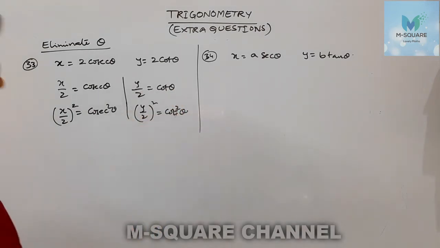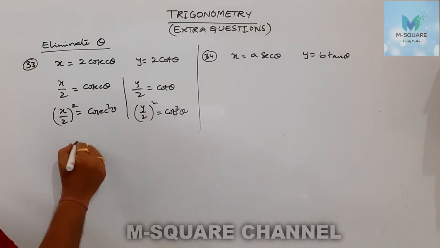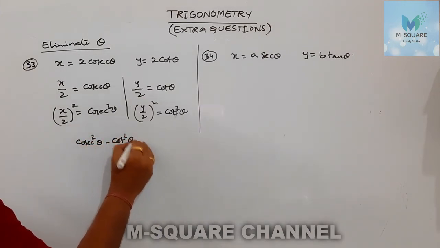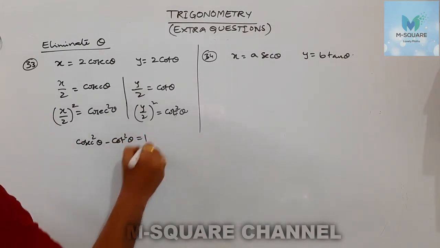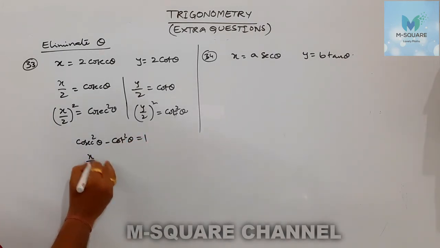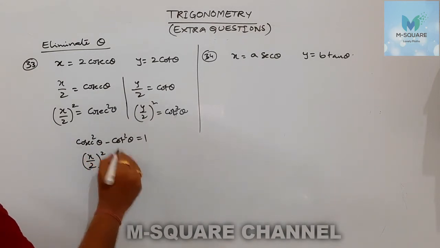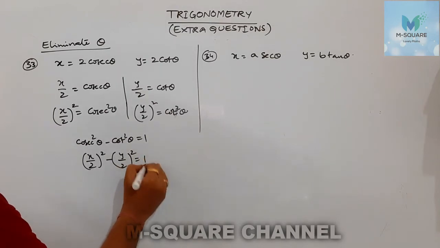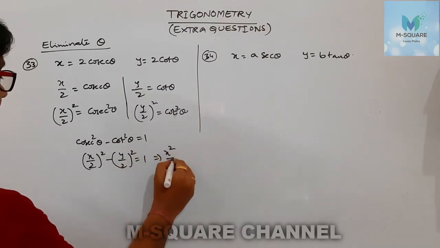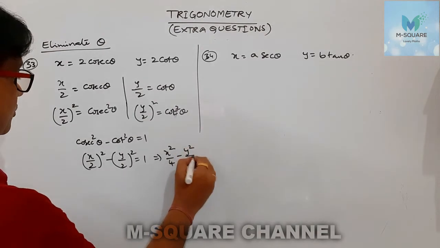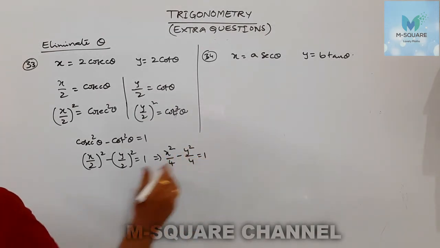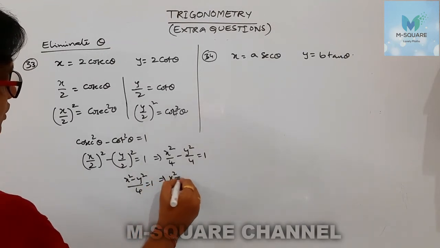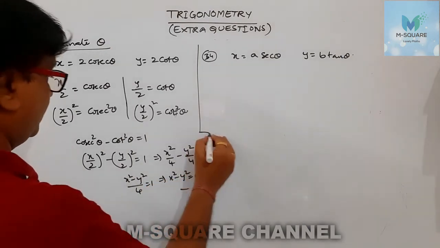So we are going to square on both sides. What is the formula? Cosecant square theta minus cot square theta equal to 1. So we can write x by 2 whole square minus y by 2 whole square equal to 1, which is x power 2 by 4 minus y power 2 by 4 equal to 1. The denominators are the same, so x square minus y square by 4 equal to 1. So x square minus y square equal to 4.